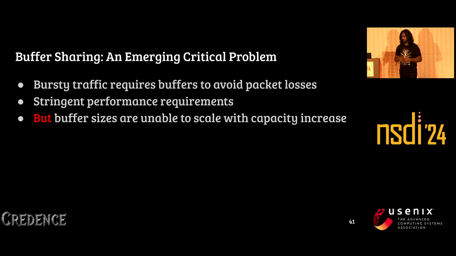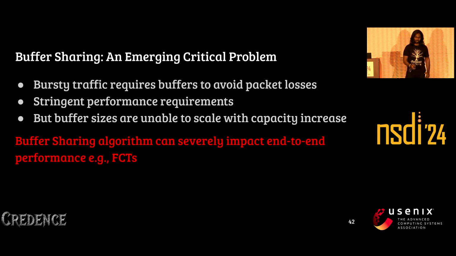Buffer sharing is indeed an emerging critical problem in data centers, and this is mainly because traffic is bursty, and this requires certain amount of buffering in the network to avoid packet losses. Furthermore, traffic has very stringent performance requirements, but buffer sizes are unable to scale up proportional to the capacity increases. Essentially, what this means is the amount of buffer available per unit capacity is gradually decreasing over time. As a result, buffer sharing algorithm can severely impact the end-to-end performance in a data center, for instance, in terms of flow completion times.